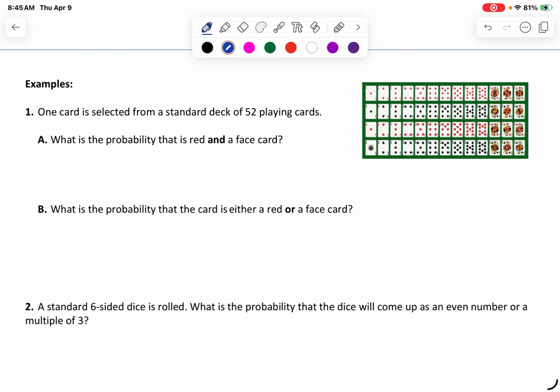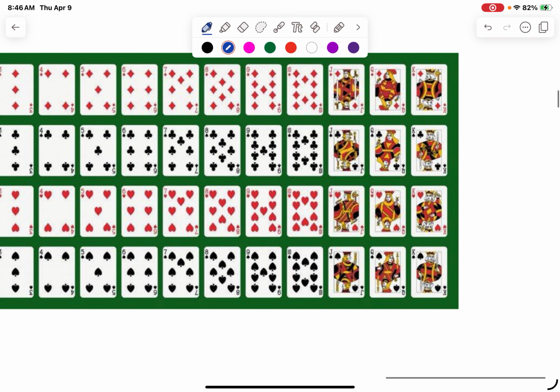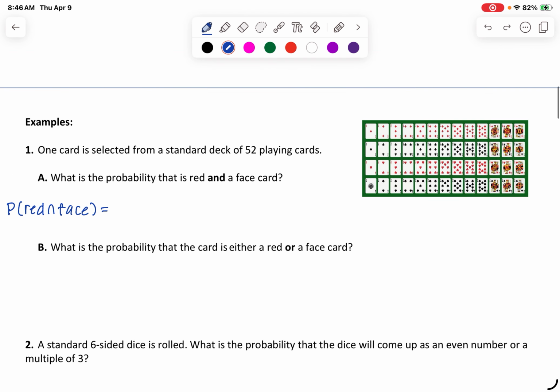What's the probability that it is red and a face card? So we want the probability of red intersection face card. Red and a face card. So it has to be red and a face card. This is different from red or a face card, which is the next problem. So we're looking for any red face cards. If you look here, there's 3 here and 3 here. So there's 6 total, and that's 6 out of 52.